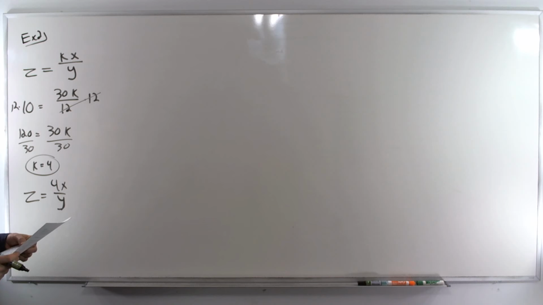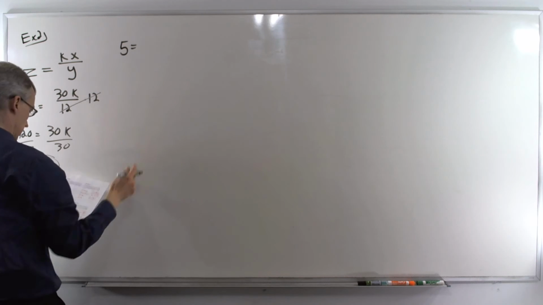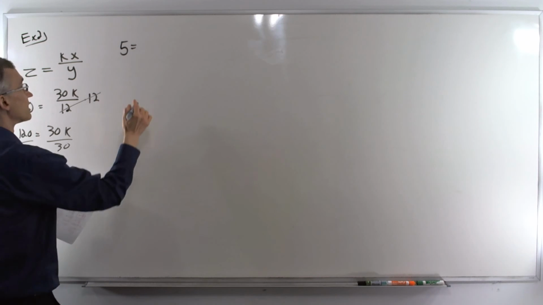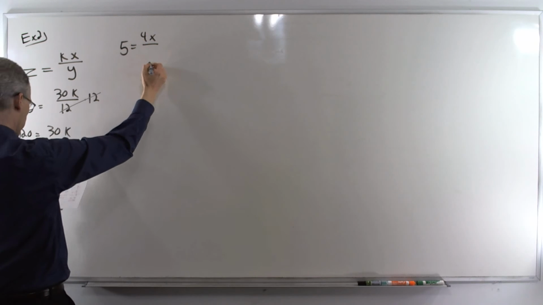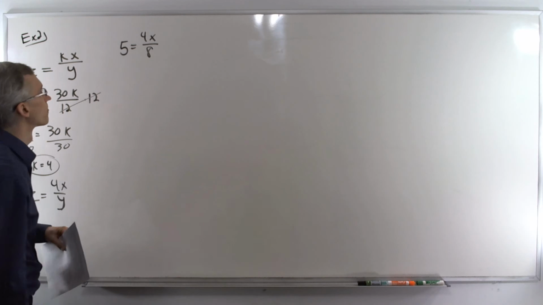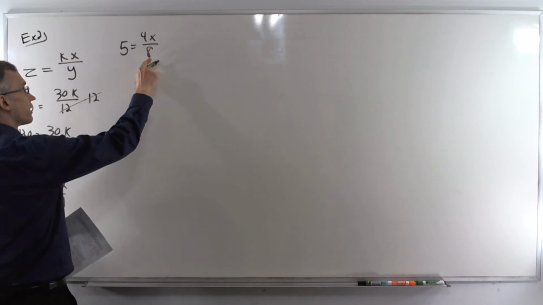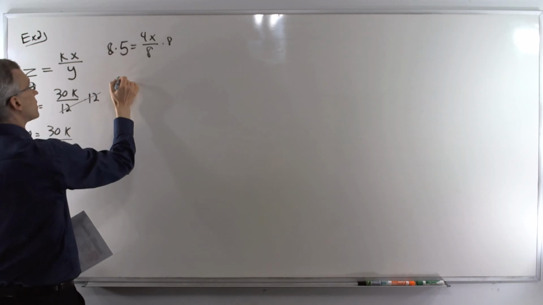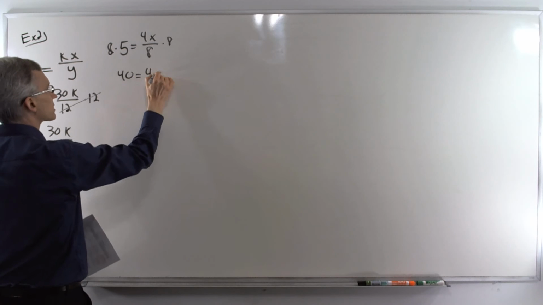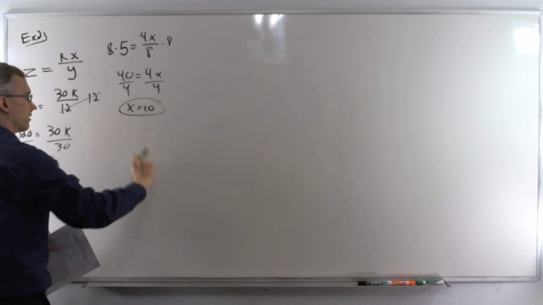Now we want to find the value of x when z is 5. I'm going to plug in 5 for z. And y is 8. Now k is 4. We're solving for x. Now we want to find the value of x, so I'm going to get rid of the 8 first. Multiply both sides by 8. Gives us 40 equals 4x, divide by 4, and x equals 10.